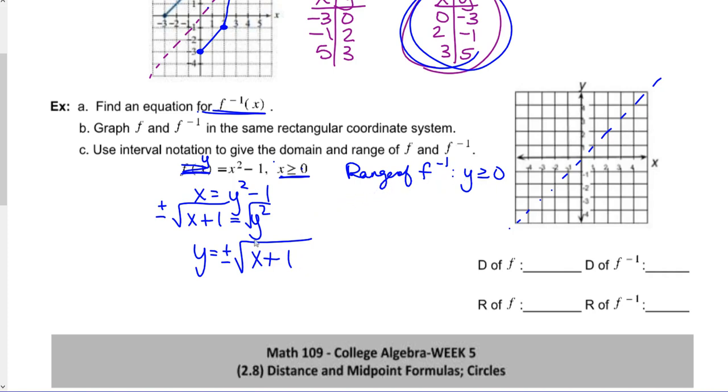Now why is that important? Because then I come back to here, I do not want both of these. I cannot have both of these. I can only have one of those when you're working with inverses. So for y to be greater than or equal to 0, I have to choose the positive version. So here, f inverse of x is going to be the square root of x plus 1.